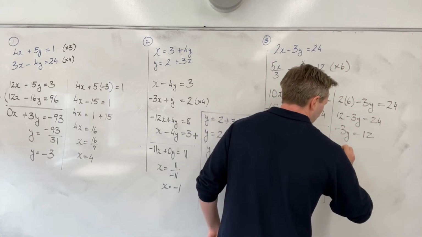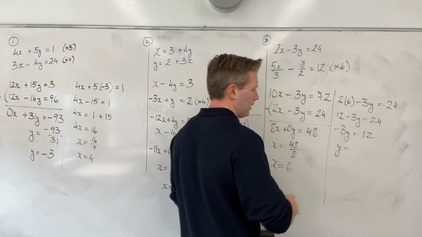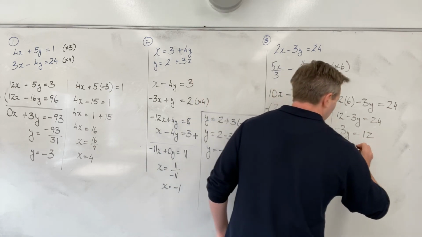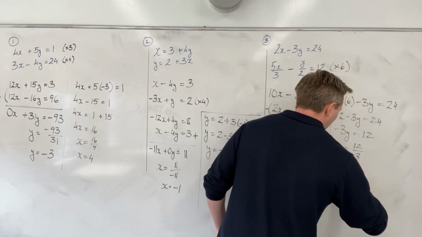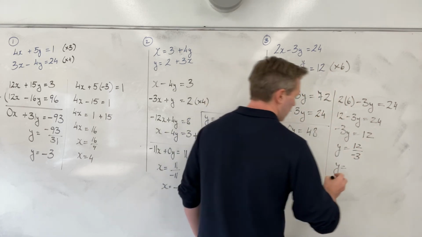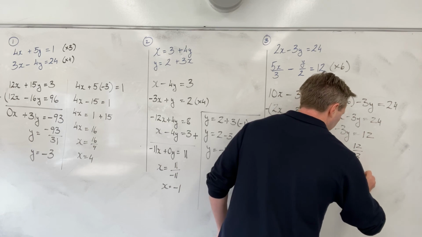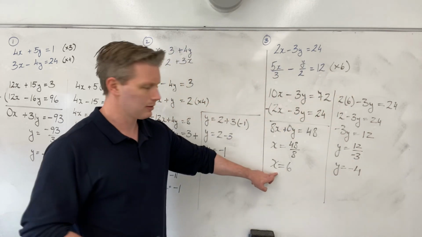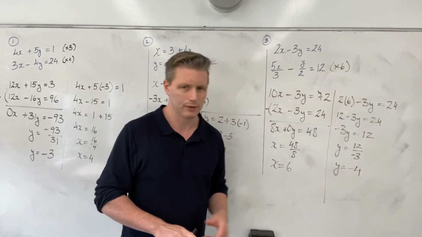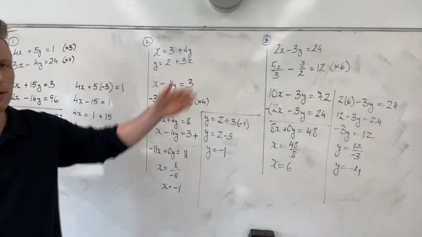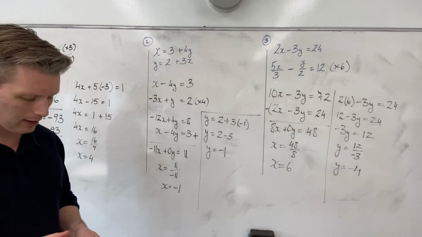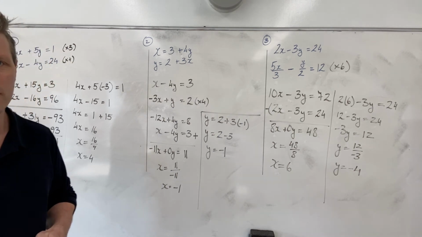And now I simply divide both sides of my equation by negative 3. And I will get 12 divided by negative 3. And so y is equal to 12 divided by negative 3, which is negative 4. And so I get x is equal to 6 and y is equal to negative 4. Those are the values for x and y that satisfy both of these equations. And that is how we solve simultaneous equations.